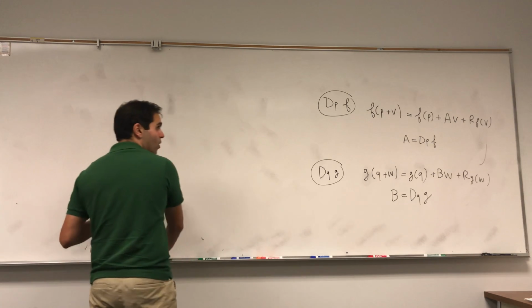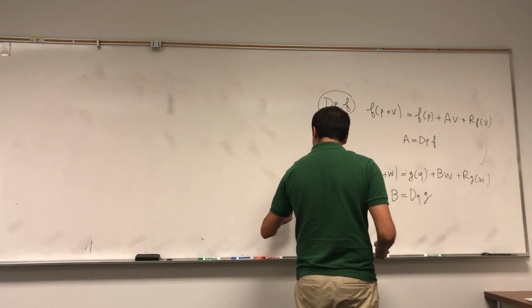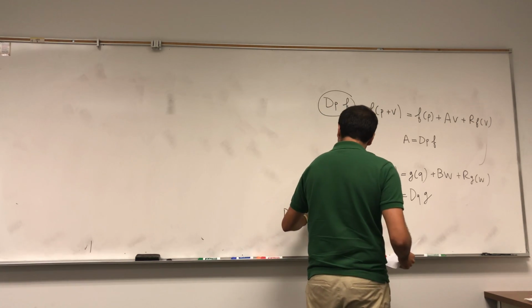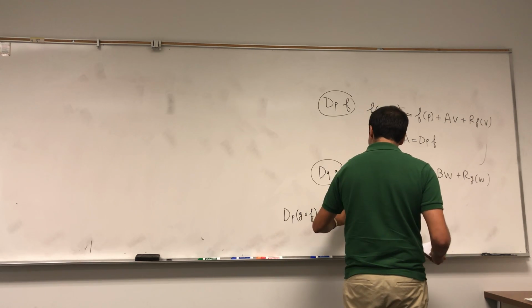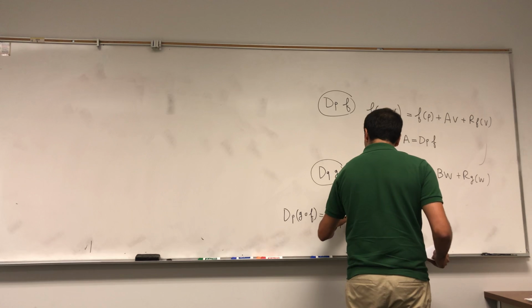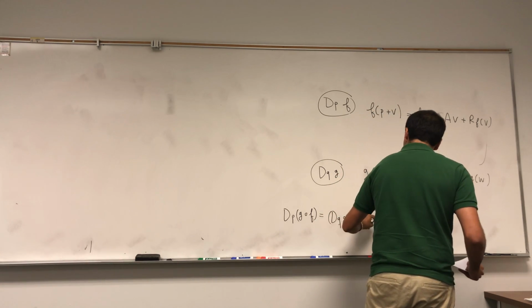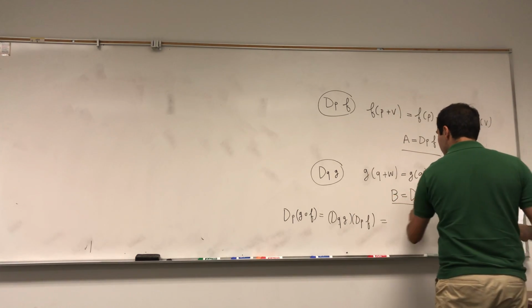Okay, and what do we want to show? Again, for the 10th time, we want to show that dp of g composed with f is, again, dq of g times dp of f. And with our notation, we just want to show that it's BA.